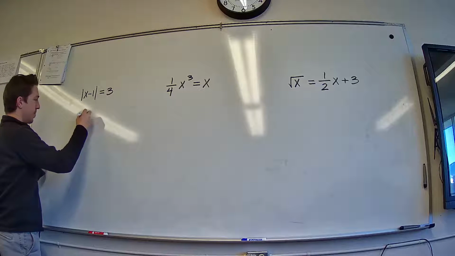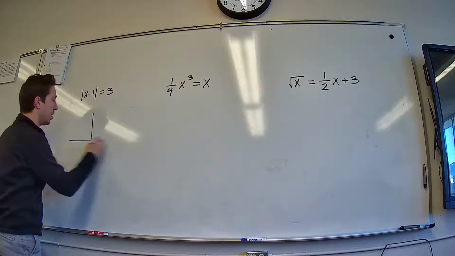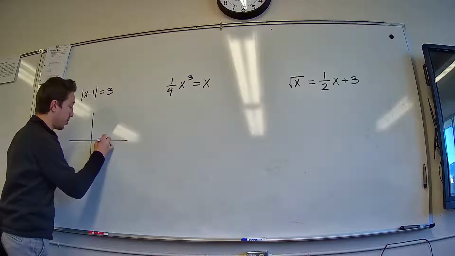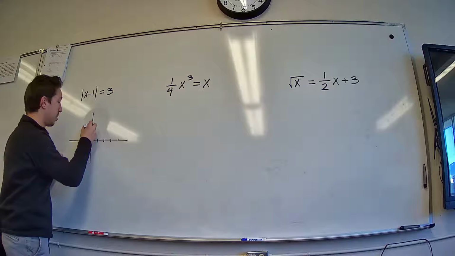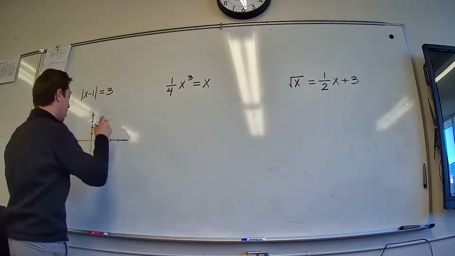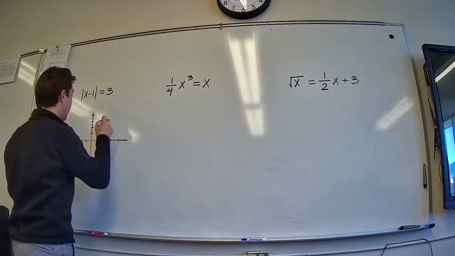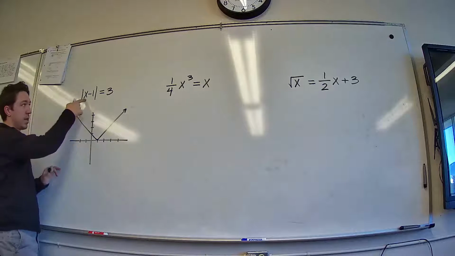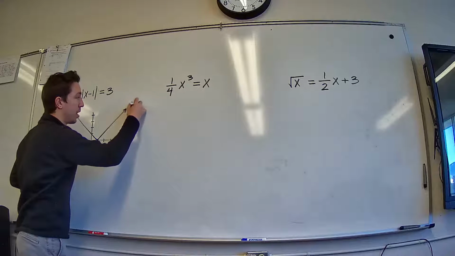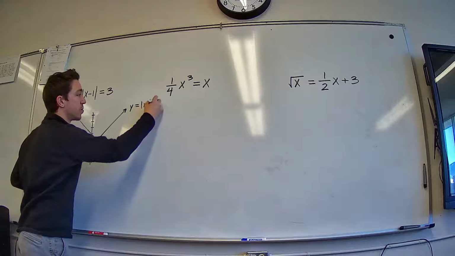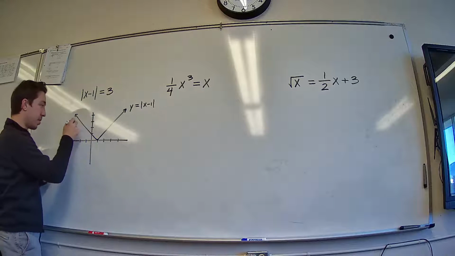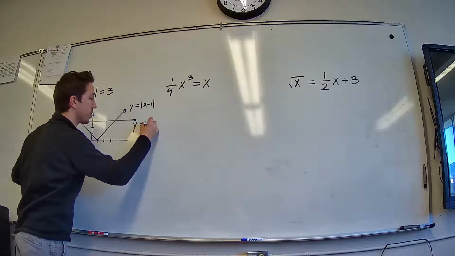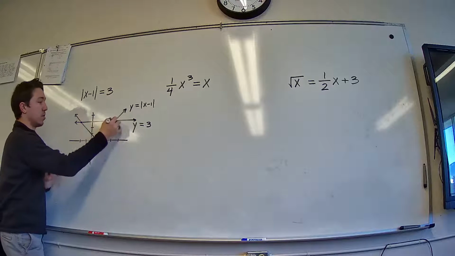So what does this graph look like? A V shifted right 1. So if I go 1, you guys have a grid, so hopefully that makes life a little bit easier for you. I'm trying my best to graph this in a nice proportional way. So there's me graphing y equals the absolute value of x minus 1. And then I'm also going to graph y equals 3.